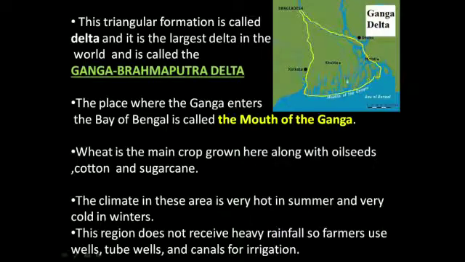This triangular formation is called a delta and it is the largest delta in the world. This delta is known as the Ganga-Brahmaputra Delta. The place where the Ganga enters the Bay of Bengal is called the mouth of the Ganga. Here you can see in this figure the place where the Ganga enters the Bay of Bengal. It is known as the mouth of the Ganga.